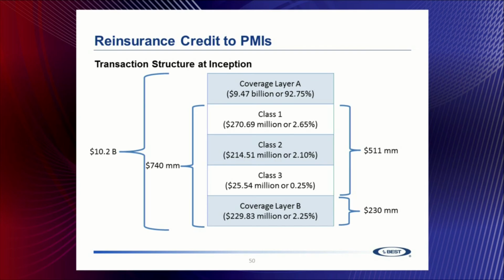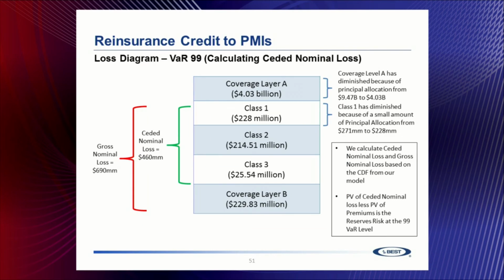So let's take a look at a couple of VAR level analyses. At the VAR 99 level, we can calculate ceded nominal loss and gross nominal loss based on the CDF from our model. You can see here that we've done so. We have the gross nominal, which does not exceed the detachment point of the Class 1 notes. And we have the ceded nominal, which is really what we want. The present value of the ceded nominal loss less the PV of the premiums is the reserves risk at the 99% VAR level.